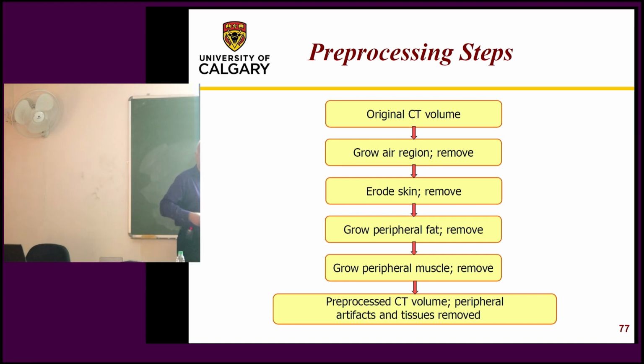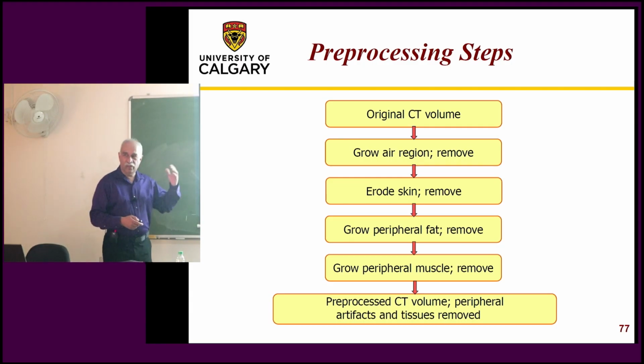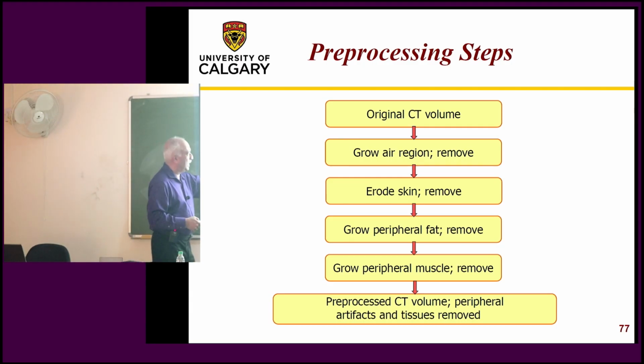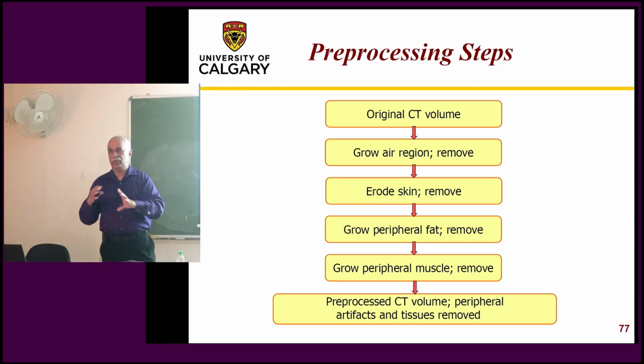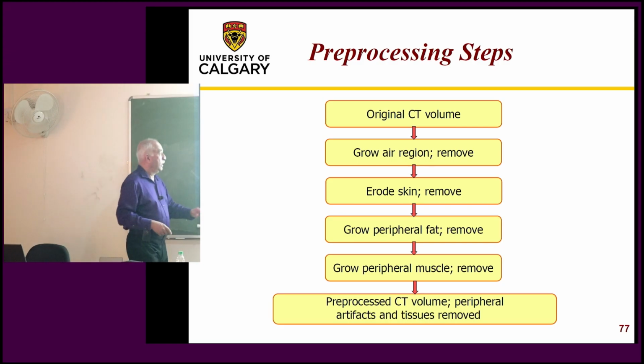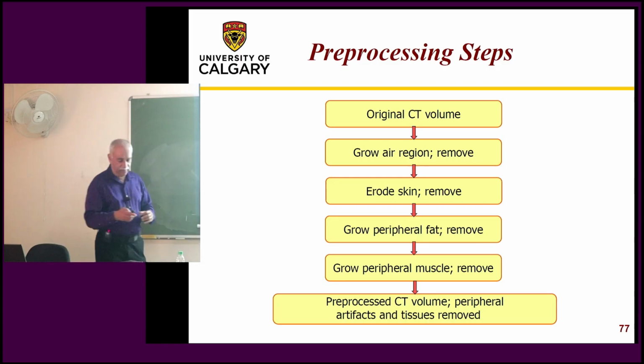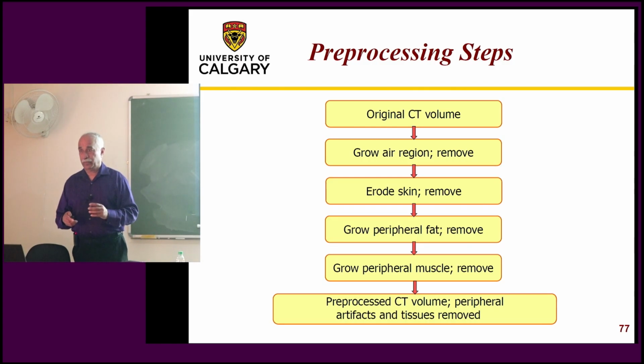And then there is some muscle, peripheral muscle. So we know the Hounsfield units again. Grow that and remove. So you are peeling away these one step at a time from the outside. Now we call this the pre-processed CT volume. Peripheral artifacts and tissue have been removed. Now we only have the internal organs.